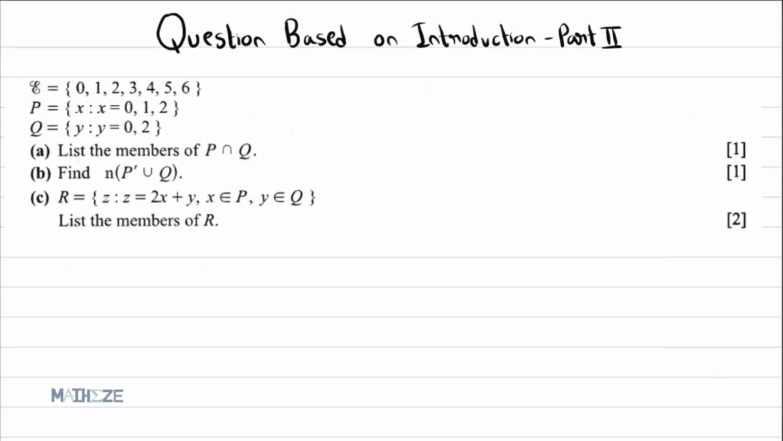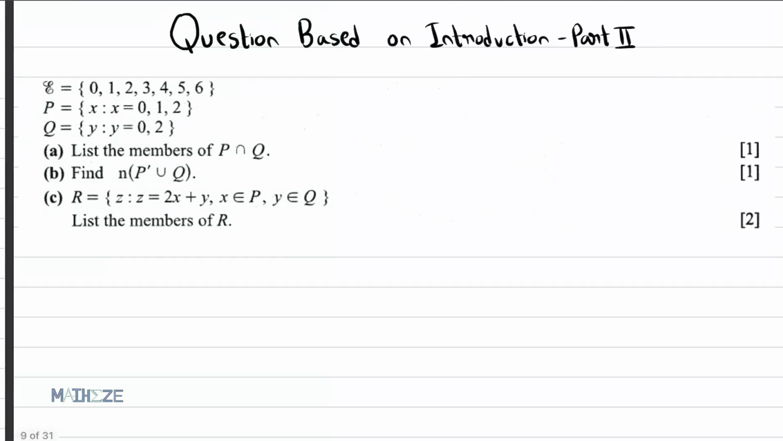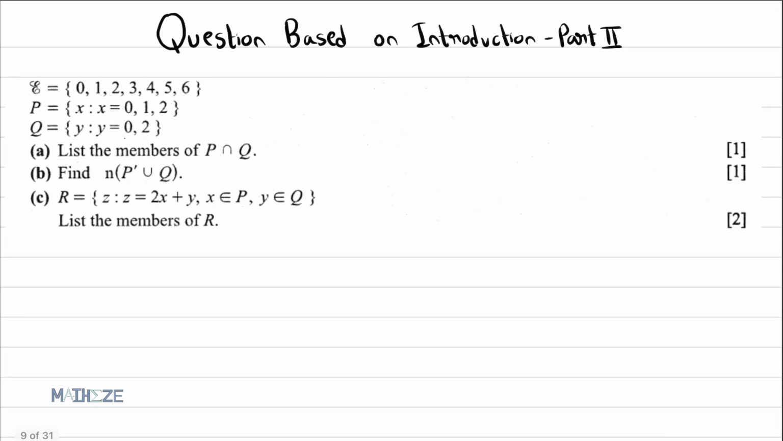Hi guys, this is part 2 of questions based on introduction. In this lesson, I'll be solving a few more questions. So here, set P is 0, 1 and 2 and set Q is 0 and 2. Got this, guys? And you are supposed to list the members of P intersection Q. So what's P intersection Q? All elements common in P and Q. So what's common? 0 is common and 2 is common in both.